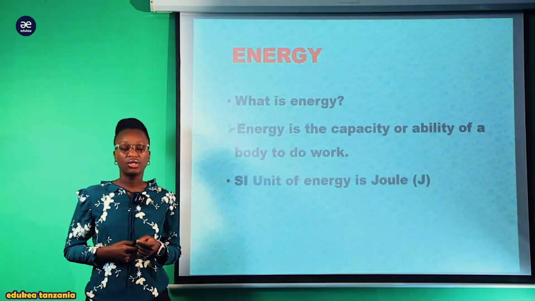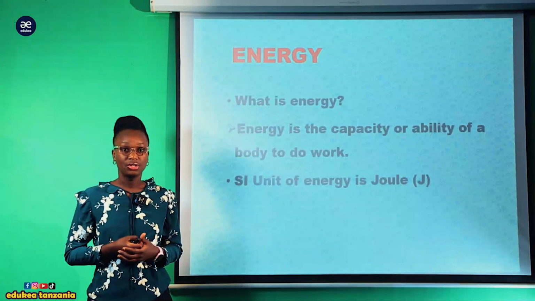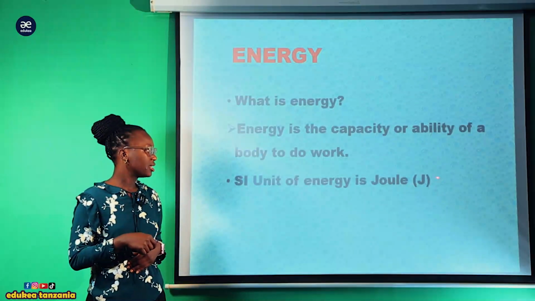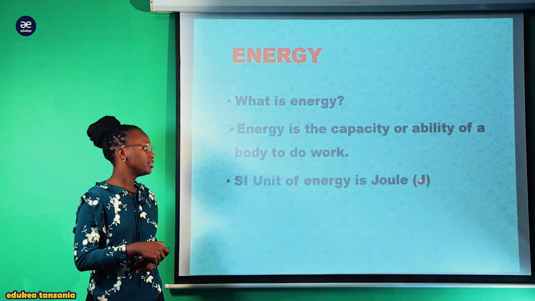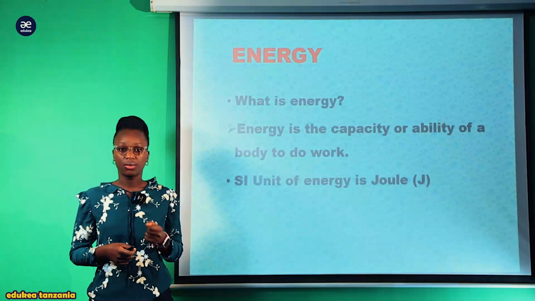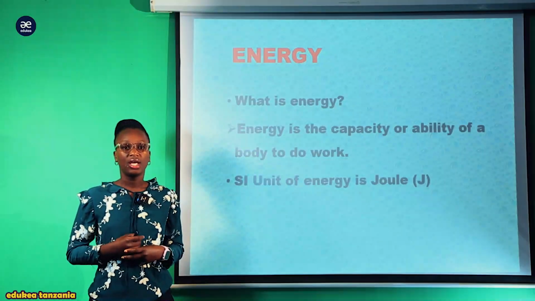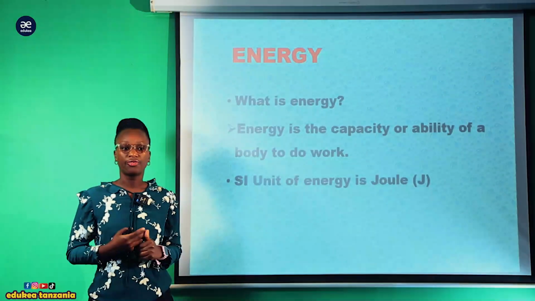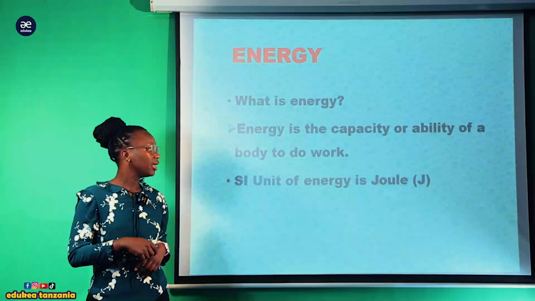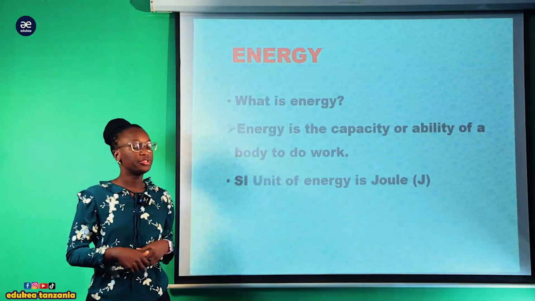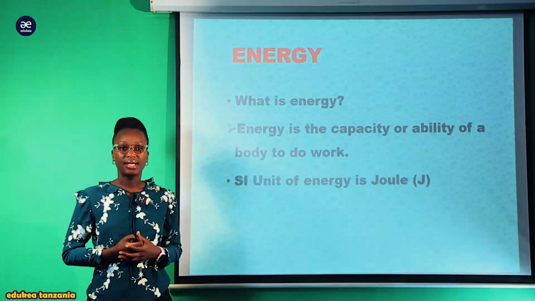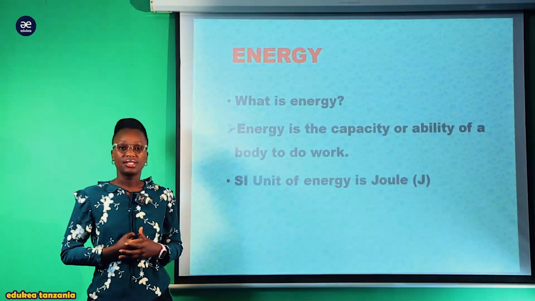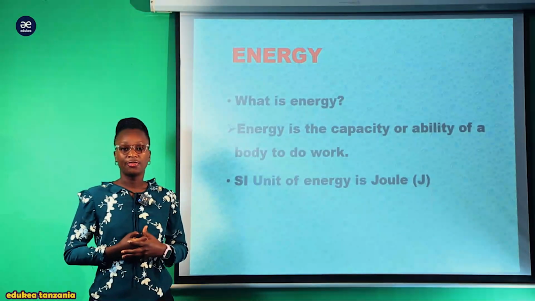Kwamba kizio cha energy ni joule and it is represented by the symbol J, capital letter J. In some of the calculations we will see joule, the unit of energy is joule, and you will meet with this symbol J. So once you meet with it, you know in your mind that the J is joule, which is the SI unit of energy.